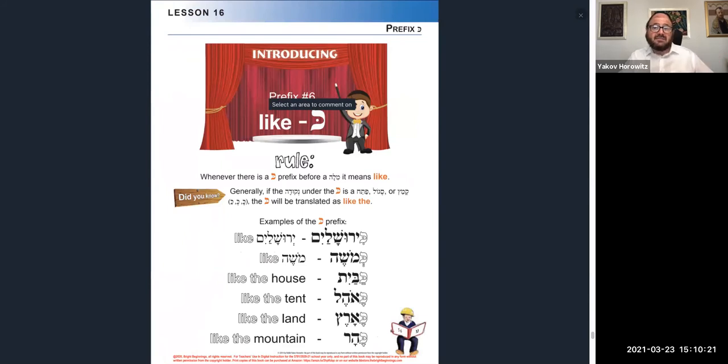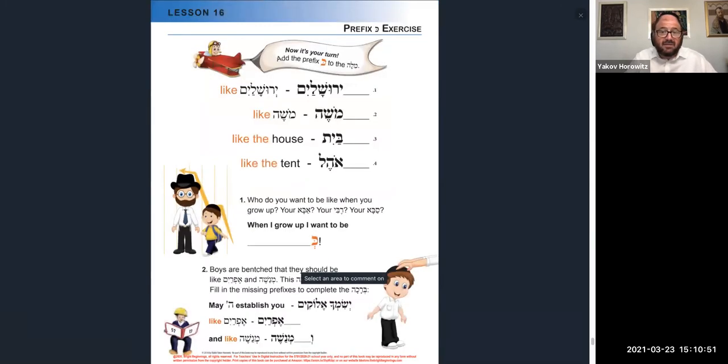The final lesson teaches us the prefix of chaf. Chaf is like. Again, here's the rule. Whenever there's a chaf prefix before a word, it means like. Again, there is a general rule you can look at also, but let's just concentrate on the simple rule itself. So ki Yerushalayim is like Yerushalayim, ki Moshe like Moshe, kabayis like the house.